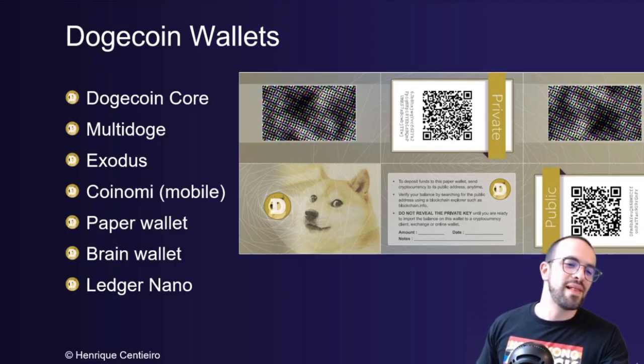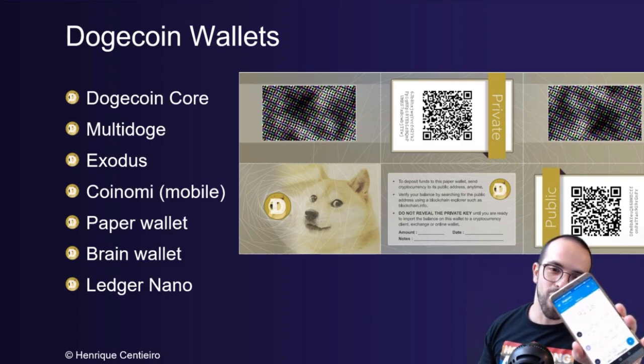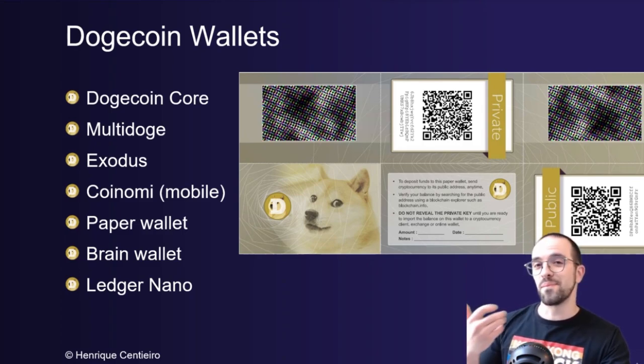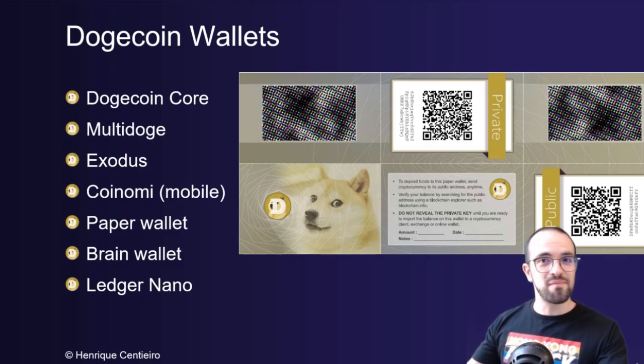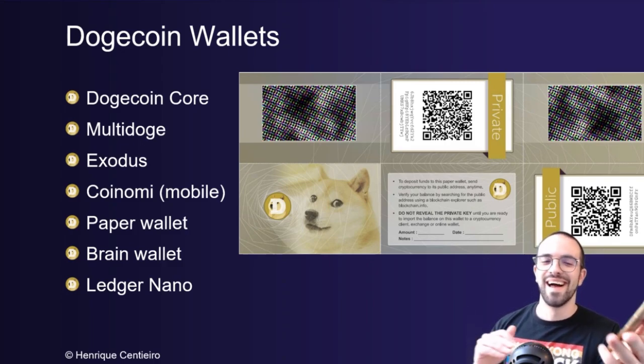All right, now, just for fun, I'm going to send some Doge from my Coinomi wallet to this paper wallet that you can see here on the slide. And I'm going to leave the Doge there. If you want to go there and withdraw it, because you have access to the private key, feel free to do it. Or if you want to do a small donation to this address, feel free to do it.